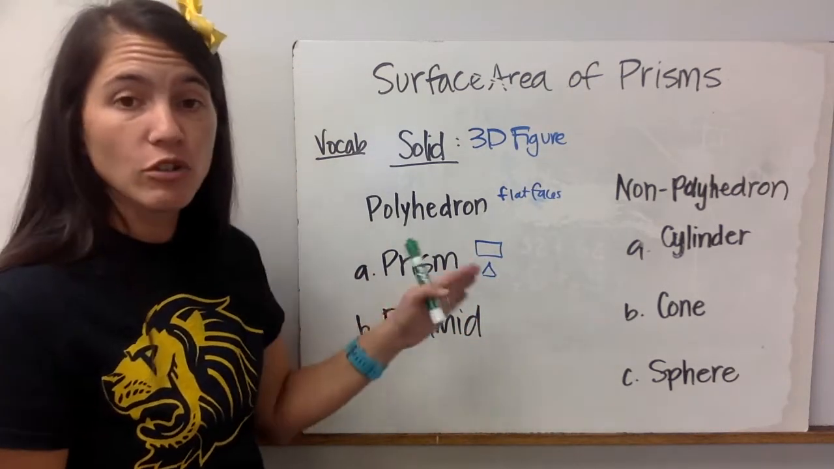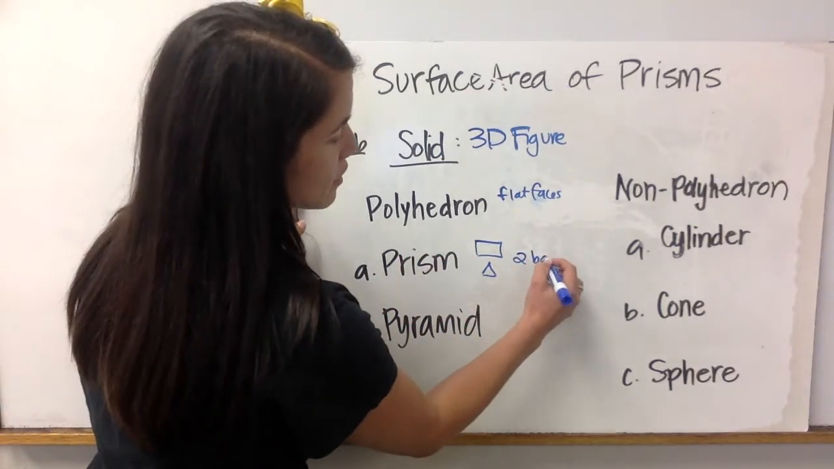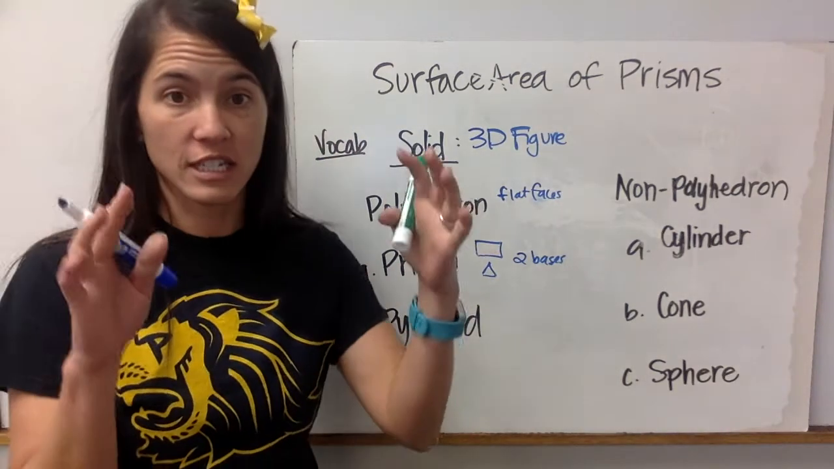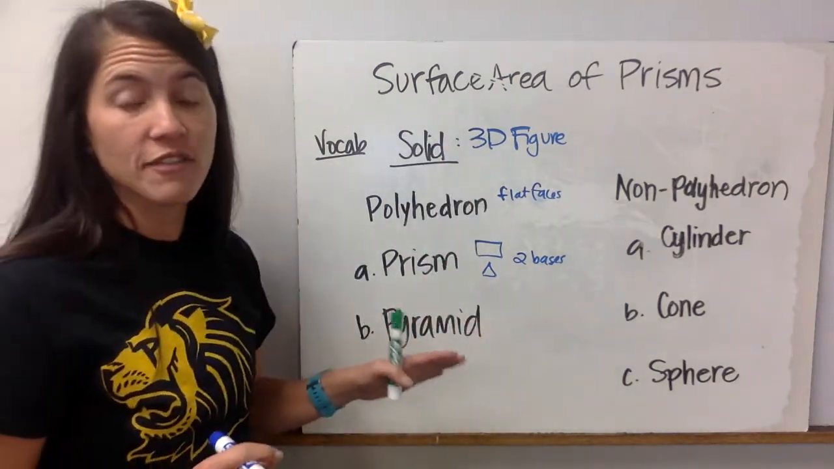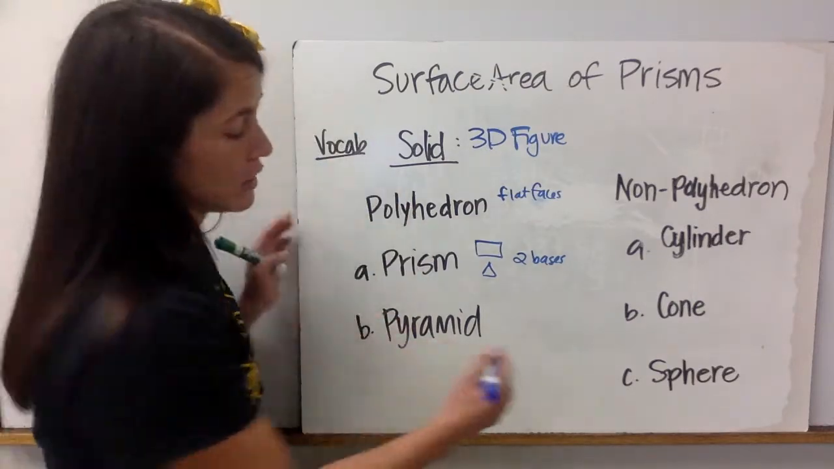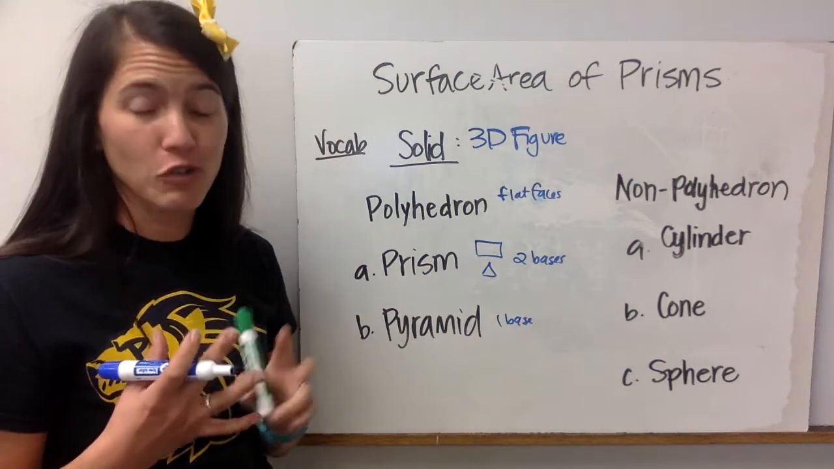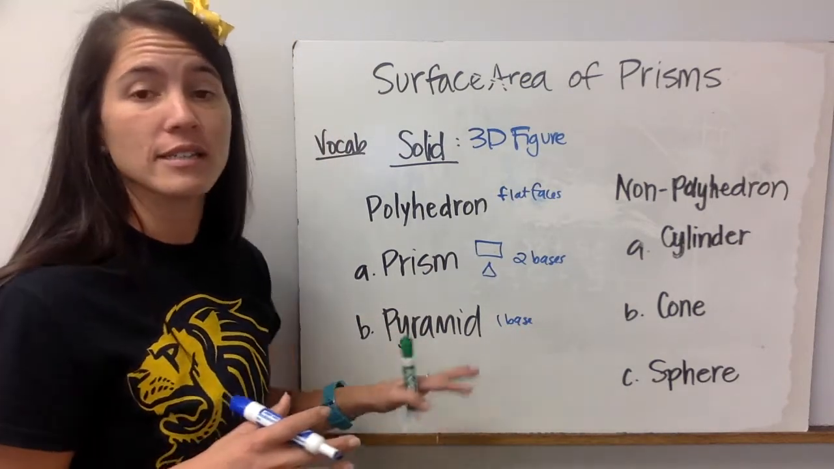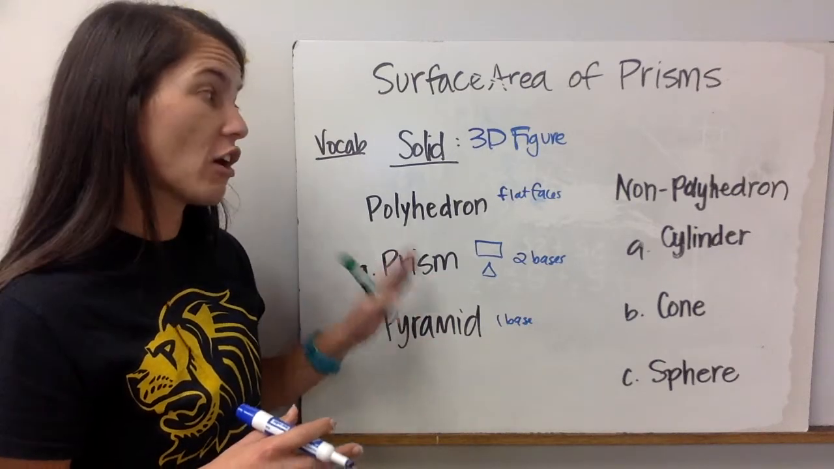Now, a rectangular prism, a triangular prism, or any kind of prism, they have to have two bases. That means one on the end. They have bases, two bases on the end. A pyramid has flat faces, all flat, no curves. But a pyramid only has one base. And so a pyramid can have a triangular base, it can have a square base, it can have a rectangle base. But a pyramid only has one base, and a prism has two bases. And they all have flat surfaces.